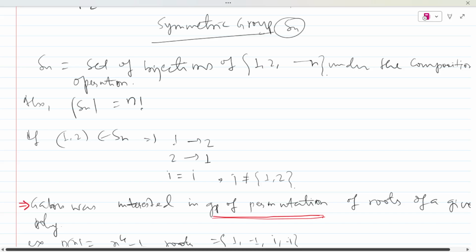Now I am talking about a specific example. Suppose (1 2) belongs to Sn. What does it mean? It means that 1 goes to 2 and 2 goes to 1. And all other i go to i, where i is different from 1, 2.